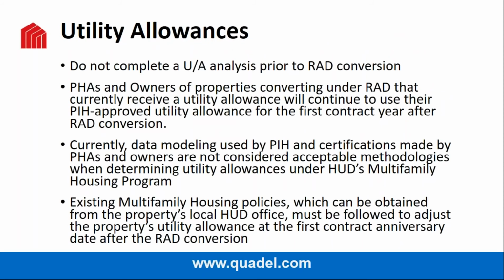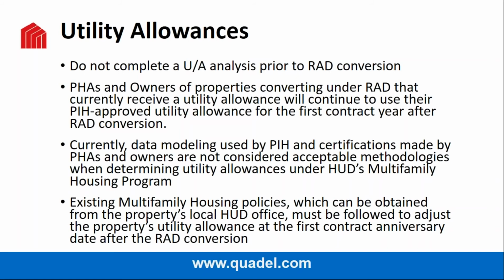Next, we're going to switch over and talk for a few minutes about utility allowances and the utility allowance analysis. This is another big change or distinction between what PHAs are used to or familiar with versus what will be required under RAD-PBRA going forward. First off, it's suggested that PHAs and owners not complete a UA analysis prior to conversion under RAD, because they will be required to use their PIH approved UA for the remaining calendar year after conversion.